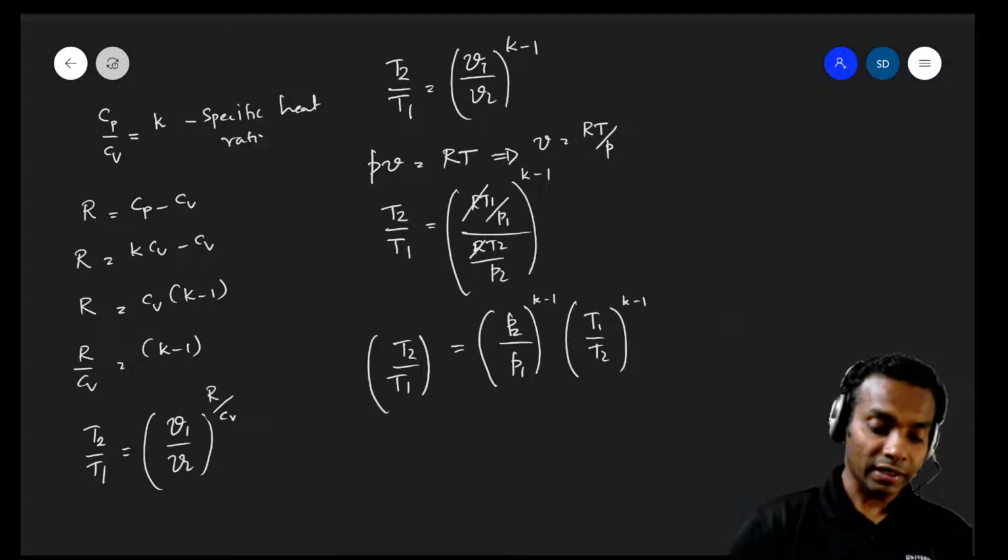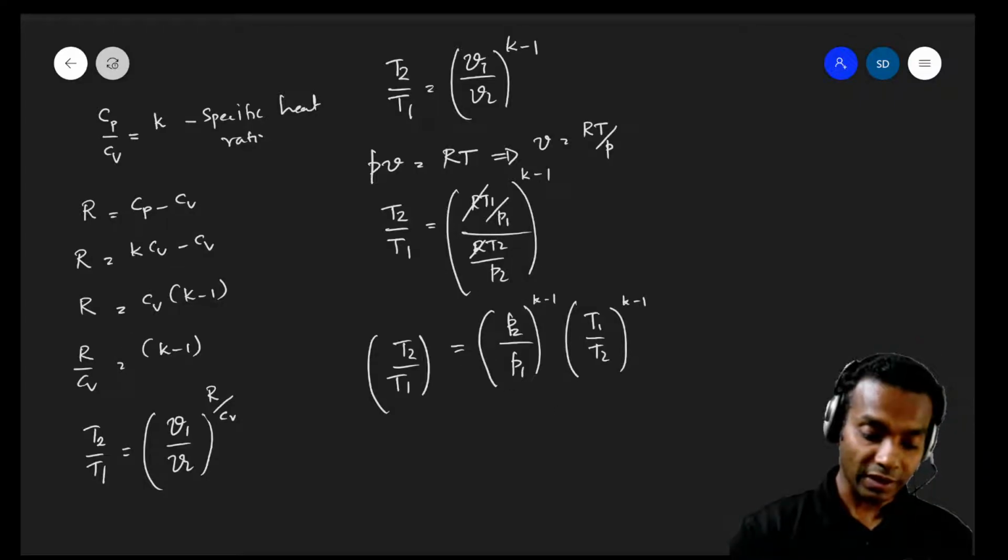And I can divide this side by T2 over T1. So this is T2 over T1, 1 minus K, right? 1 minus K. And then I can take this into the other side.